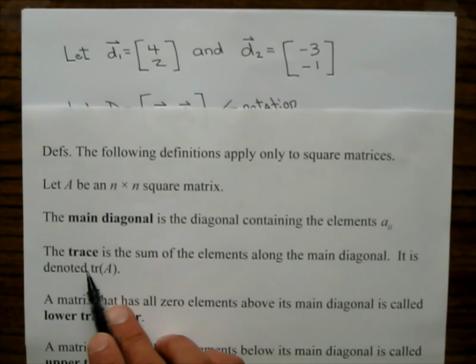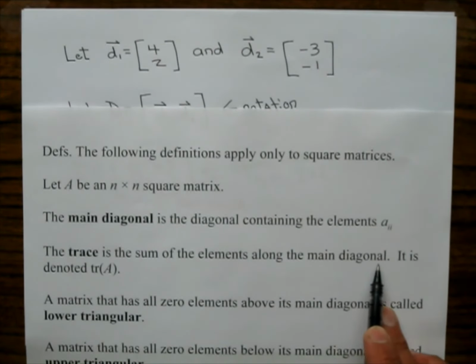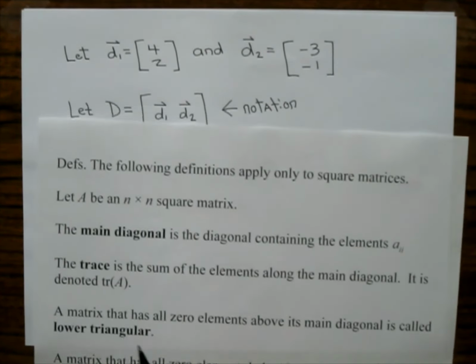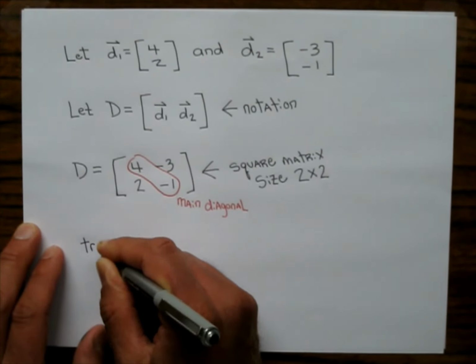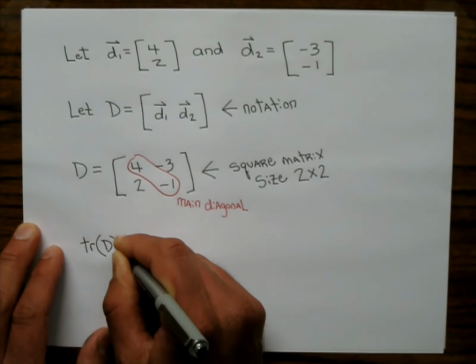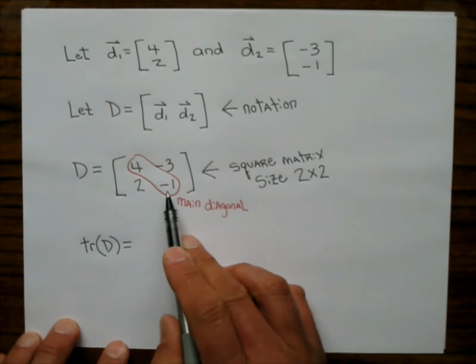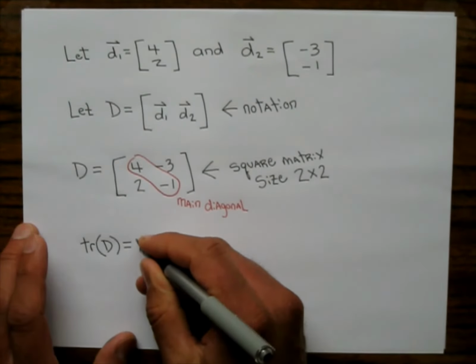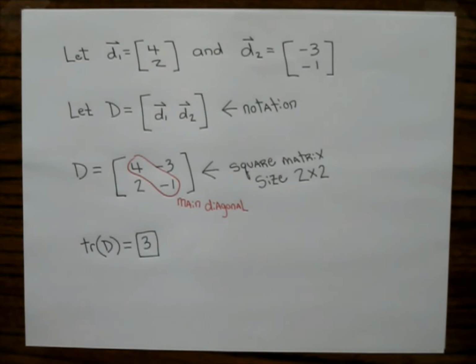The trace of a square matrix, so this applies to square matrices, is the sum of the elements along the main diagonal. It is denoted tr(A), or whatever matrix you're using. In this case, the trace of matrix D is the sum of the elements along the diagonal. If you add them up, you get 3. If we asked what is the trace of matrix A, the one from the last page, it's not a square matrix, so the trace would be undefined.